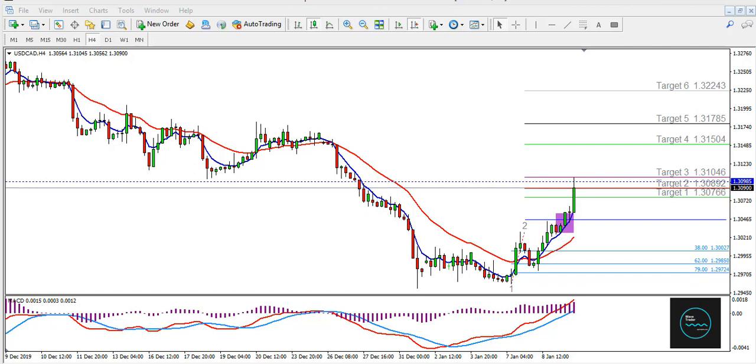So this is my first official trade of 2020 and it's on the USDCAD. I took this trade on the 4-hour chart, and in a previous video I did on the 6th of January, I believe, I talked about this setup that I traded today.